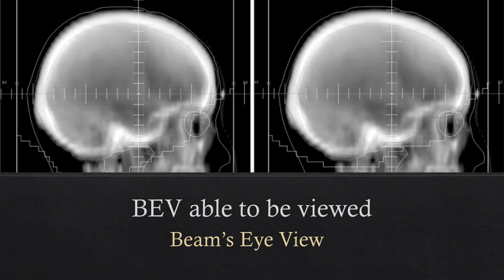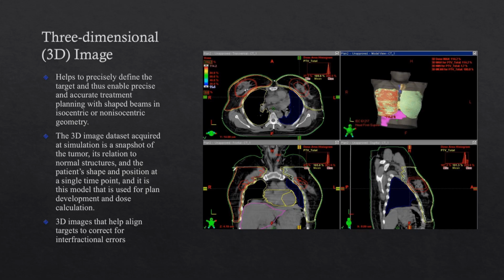On the first slide I was explaining that BEV is able to be viewed, which means beam's eye view. Over here is the shape, these are the beams, and there is a circular shape here to protect the eye from cataract, so it doesn't receive any dose. There is already shaping here. This is the benefit of the CT simulation. On the first slides I was explaining the 3D delineation and the volumes, which is a benefit of the CT simulation.